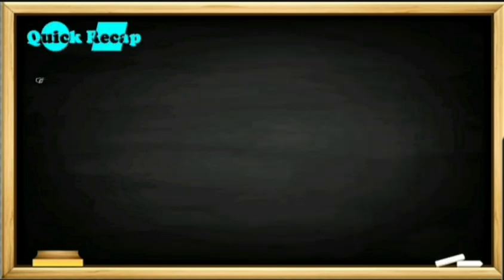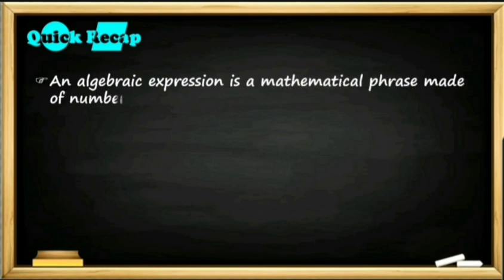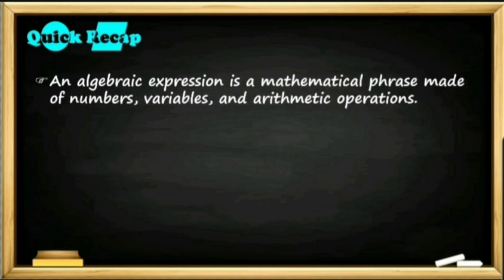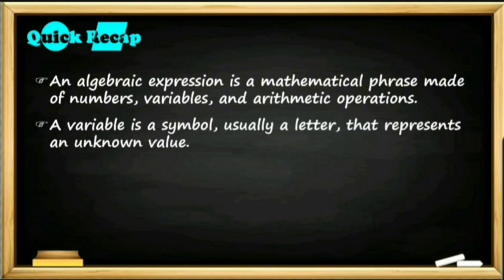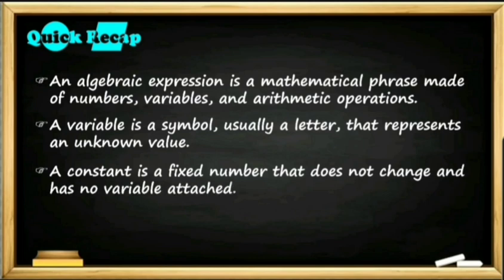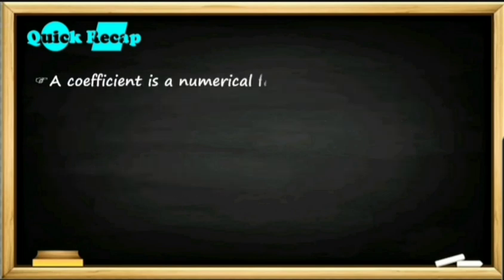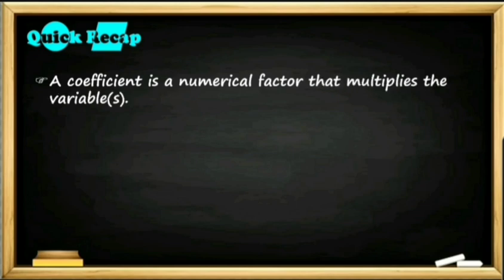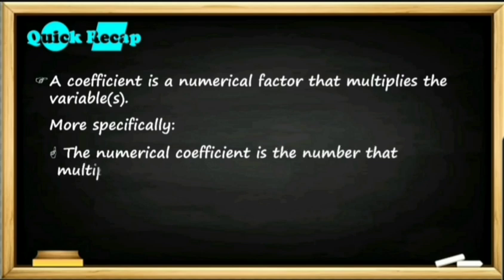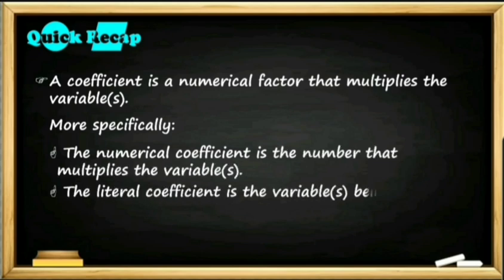Recap time. An algebraic expression is a mathematical phrase made up of numbers, variables, and arithmetic operations. A variable is a symbol, usually a letter that represents an unknown value. A constant is a fixed number that does not change and has no variable attached. A coefficient is a numerical factor that multiplies the variable or variables. More specifically, the numerical coefficient is the number that multiplies the variable or variables, and the literal coefficient is the variable or variables being multiplied.